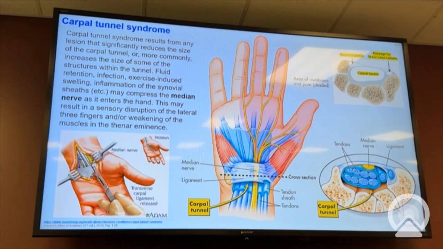The palm is oftentimes spared in carpal tunnel syndrome for reasons. There's actually a little tiny nerve branch that jumps off of it. I'll draw it in. So before it goes into the tunnel, it actually gives off a little branch like this that goes into your palm skin. So sometimes your palm is spared.